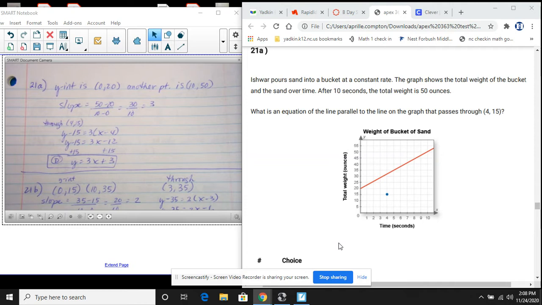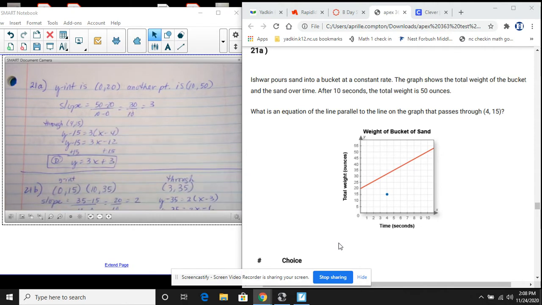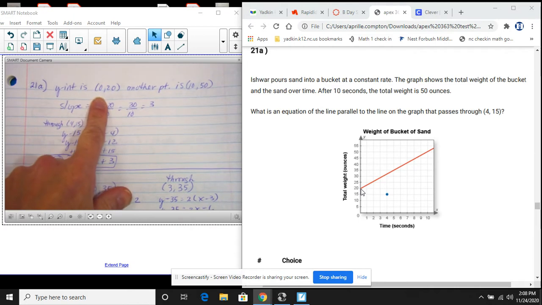Okay, so we can tell by looking at the graph that the y-intercept is (0, 20), and the reason we're interested in that is because we need 2 points so that we can find the slope of that line, because whatever the slope of that line is, that is the slope of the line we want to use. And why is that? Because it says they're parallel. So 1 point is (0, 20). There it is on the graph, and there it is on my paper.